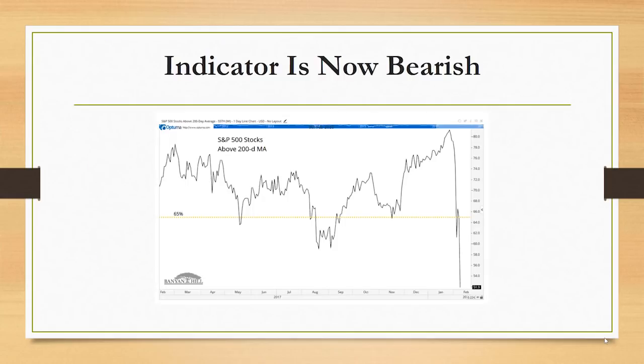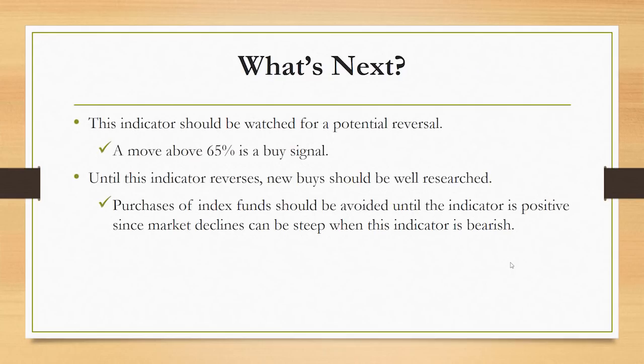Now, right now, it's down. It's below 65%. And that tells us that the market looks weak right now. Each signal is not going to indicate a bear market, and it can and does reverse quickly, but it's worth paying attention to. What exactly does it mean?